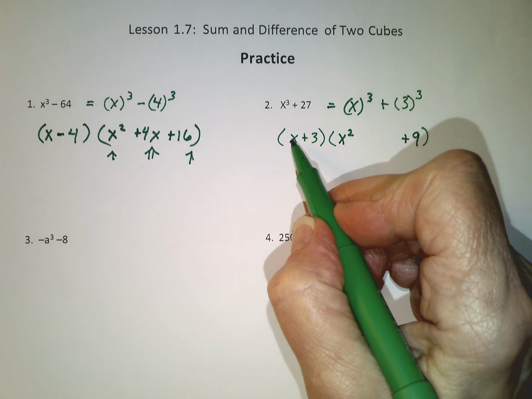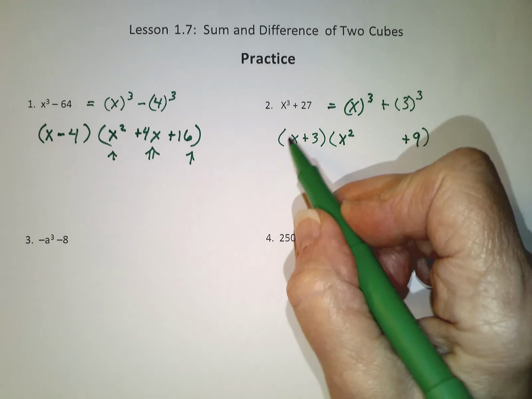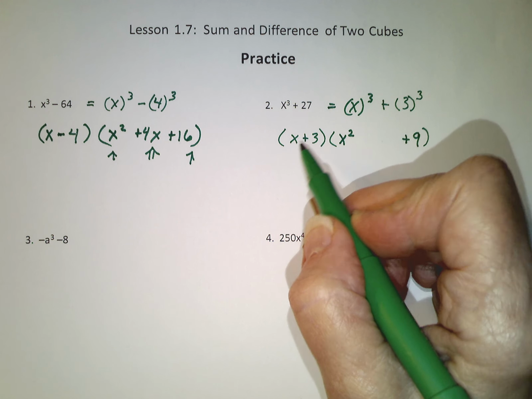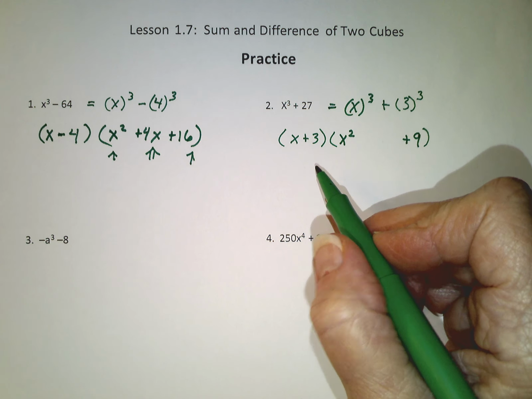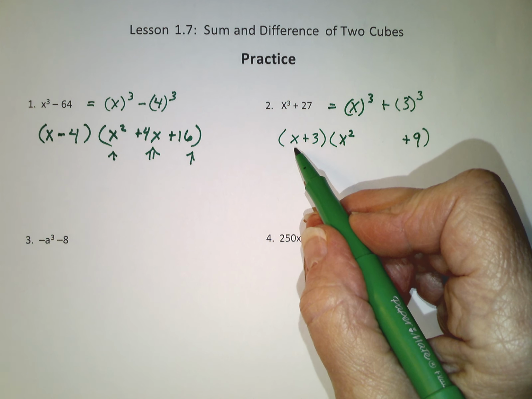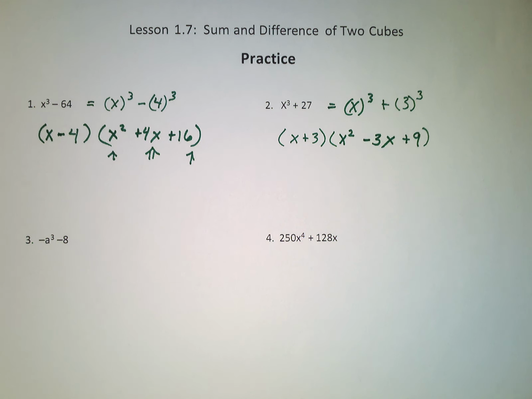And then we think, what do you multiply times x? We did that, sorry. Then we multiply these two together and take the opposite to get what goes in the middle. So 3 times x, 3x, take the opposite. There's the factorization.